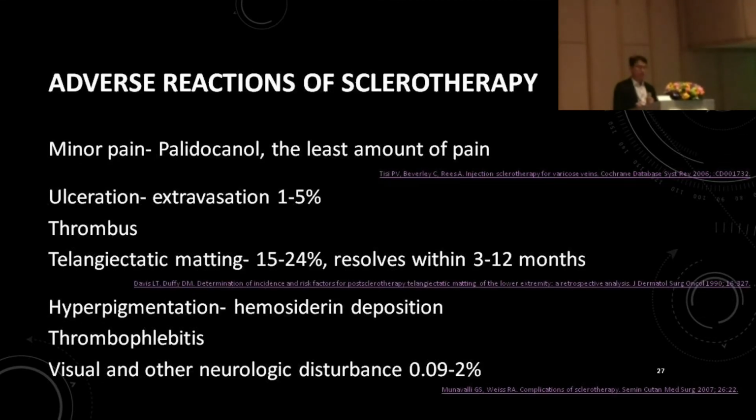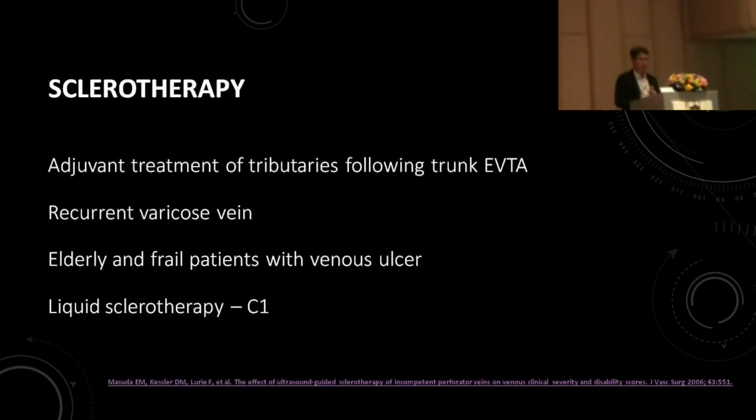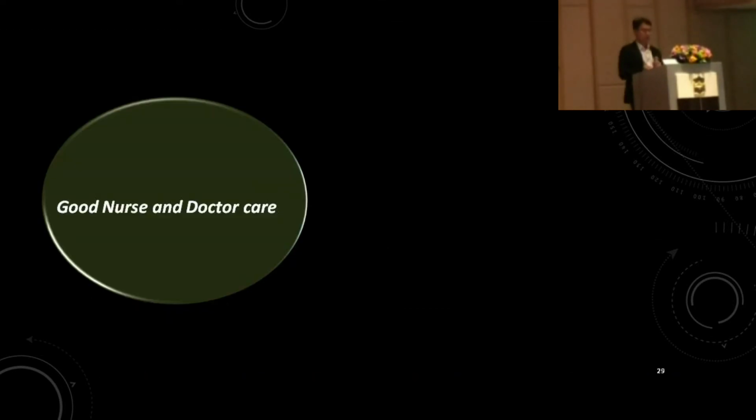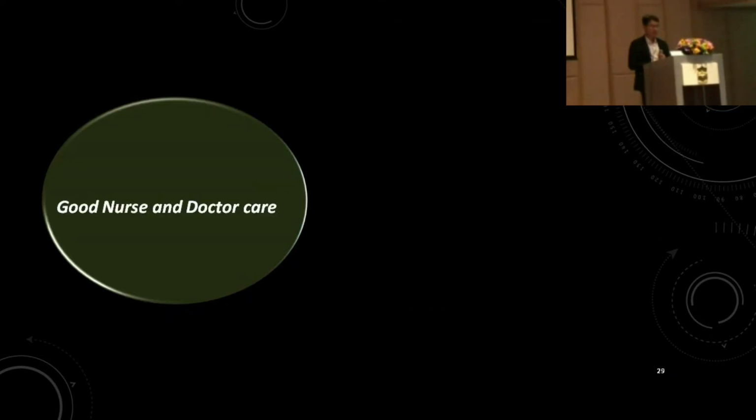Of course, there are some adverse reactions of sclerotherapy, such as extravasation-related ulceration, or things like matting or hyperpigmentation. Sclerotherapy is recommended as adjuvant treatment of tributaries following trunk thermal ablation. It can be used in recurrent varicose veins, in elderly or frail patients with venous ulcer, and in C1 cases.